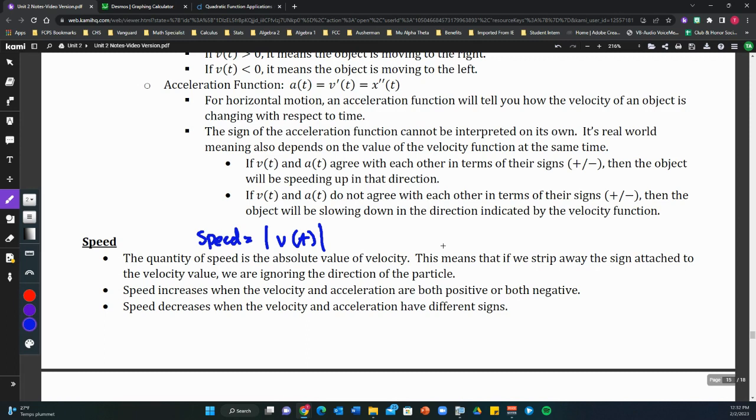So when we think about how speed changes, speed will increase, or another way of saying speeding up, when velocity and acceleration are both positive or both negative. So that's reiterating this point. Speed decreases when the velocity and acceleration have different signs. So that's reiterating this point. So it's just another way of describing the acceleration of the object, but in terms of just speed and not necessarily the velocity.